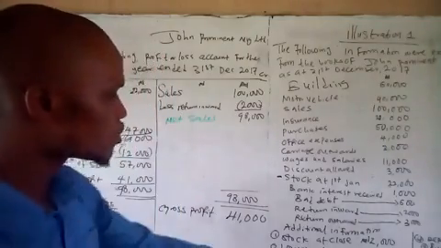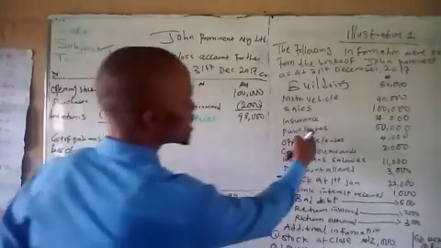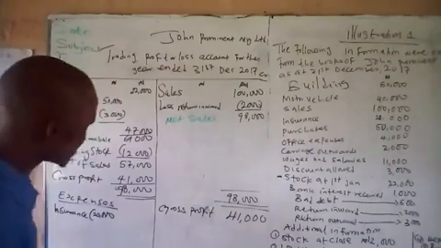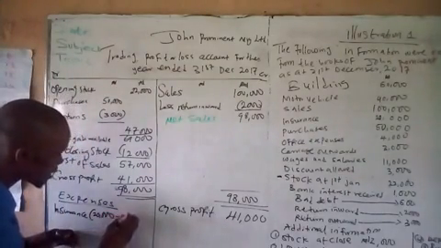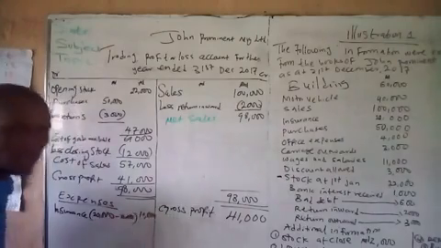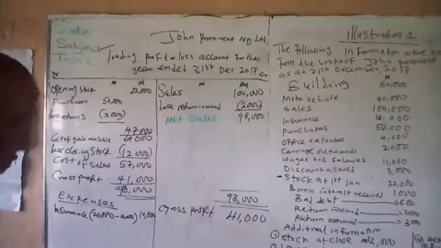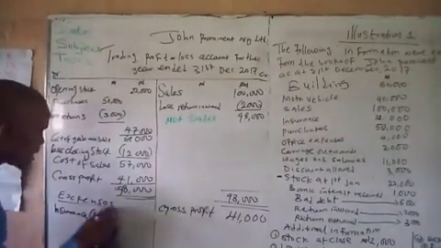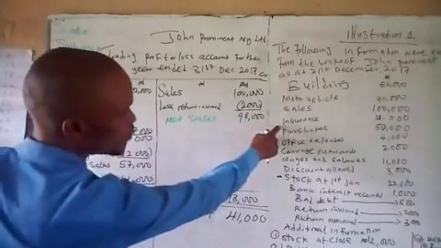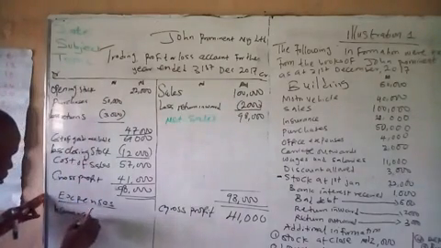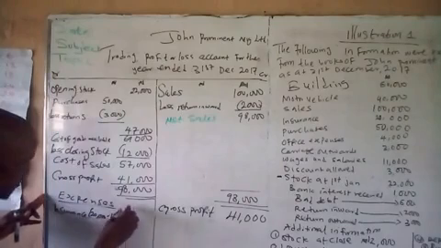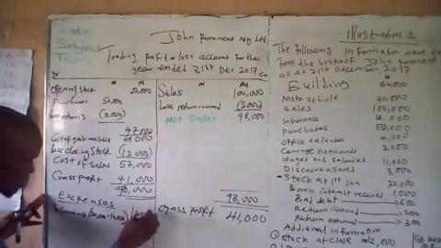What are we going to do now? The insurance is 20,000 naira minus prepaid insurance of 10,000 naira. So 20,000 minus 10,000 naira, we have 10,000 naira.